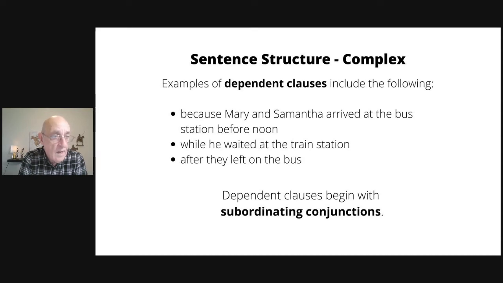So if I say, I arrived at the bus station, I didn't see Mary and Samantha because Mary and Samantha arrived at the station before noon. Okay, so the idea is to just take a simple dependent clause and add it to a simple sentence. And you can also take a dependent clause and add it to a compound sentence.